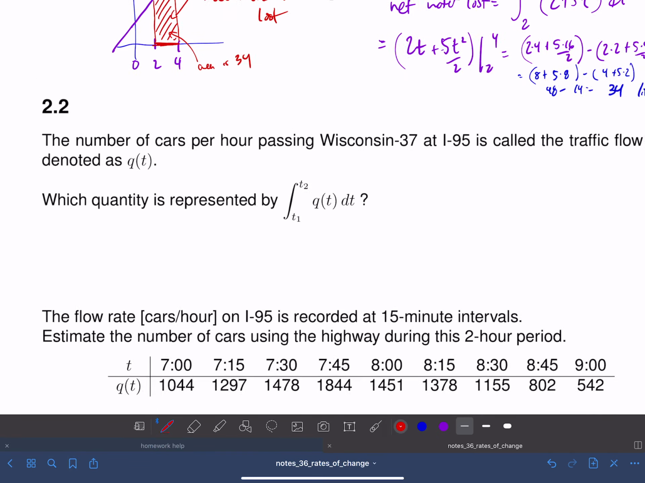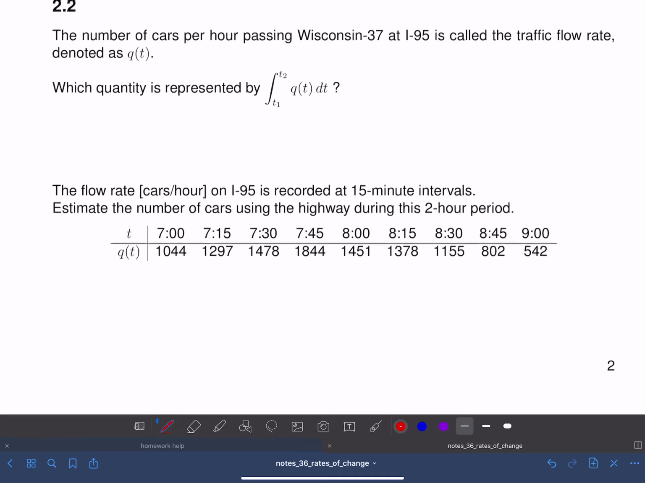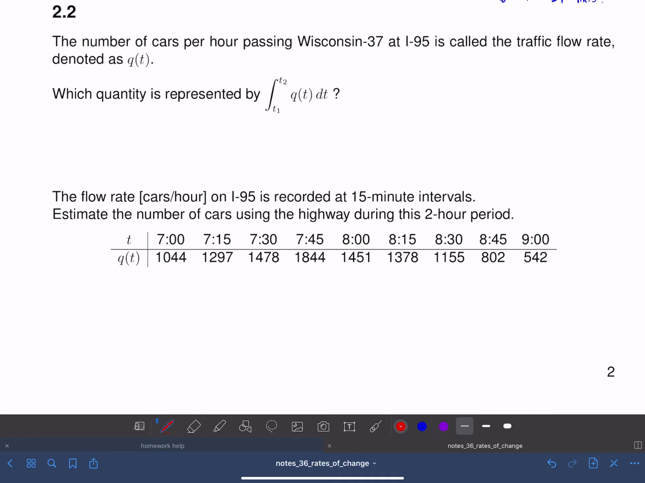Here's another little example for you. I like this next one here. The number of cars per hour passing Wisconsin 37 at I-95 is called the traffic flow rate, denoted Q of T. Groovy. I chose Wisconsin 37 because for some reason, I really like that intersection.